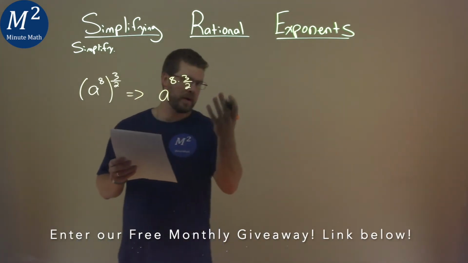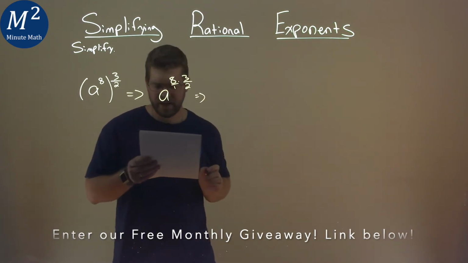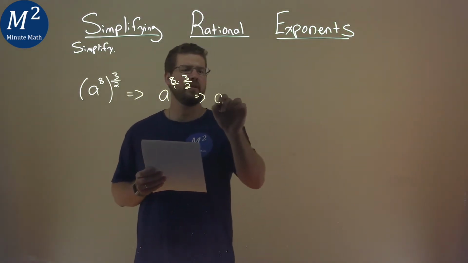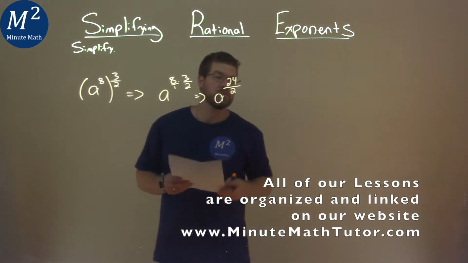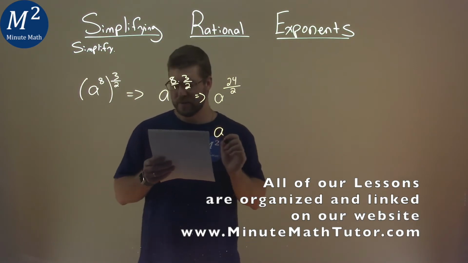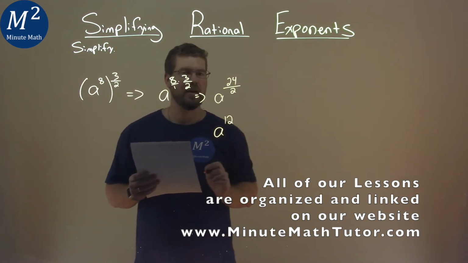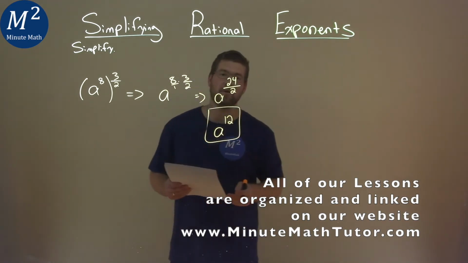Well, we know we multiply across the numerator, right? This is really 8 over 1. And so 8 times 3 is 24. So we have a to the 24th power over 2. Now, 24 divided by 2 isn't too bad. Let's move down here. 24 divided by 2 is a 12. And that's it. Our final answer here is just a to the 12th power.